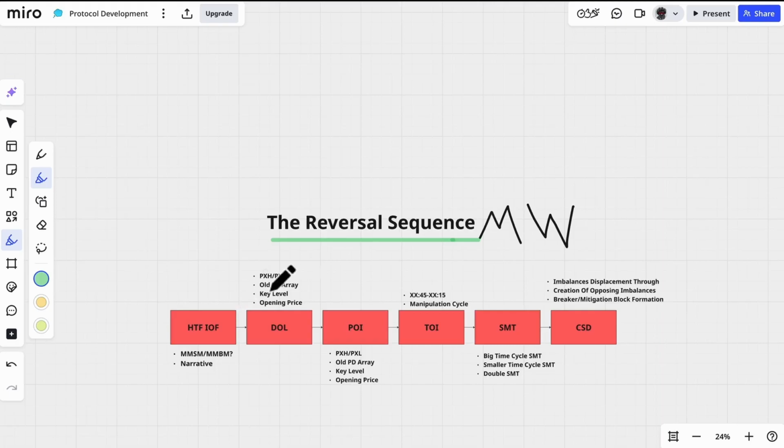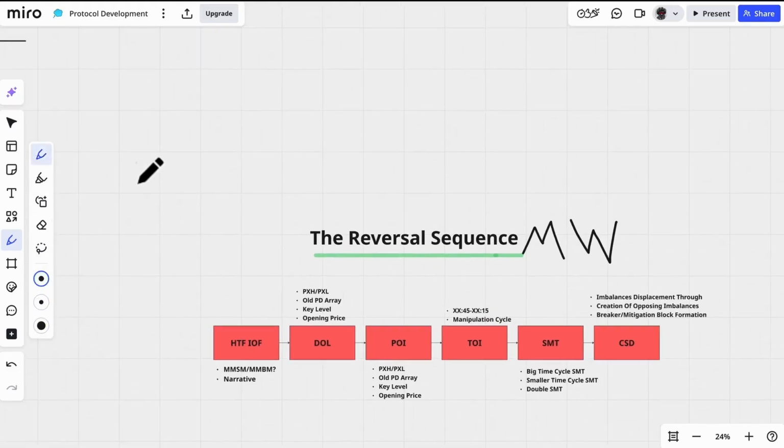When we then pay attention to point of interest selection, what you can see is that the point of interest is actually exactly the same 4 steps as it is for the draw on liquidity selection. And that's a very important insight which I'm sharing with you, and this comes back to the concept which I've been discussing a lot lately, and that's the following.